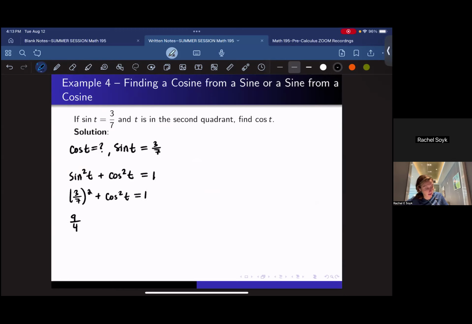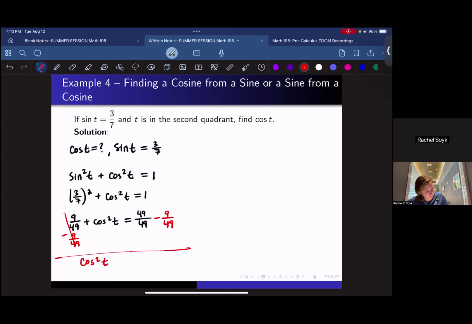9 over 49 plus cosine squared t equals, let's say 1 is the same as 49 over 49. Why did we do that? Well, because now we're going to subtract 9 over 49 from both sides, and when we do, it'll be very easy to simplify that right-hand side since the denominators are already the same. That just becomes 40 over 49.